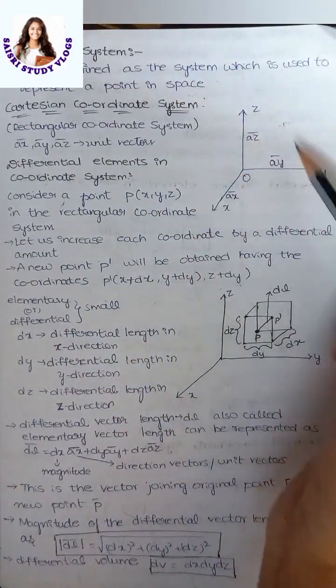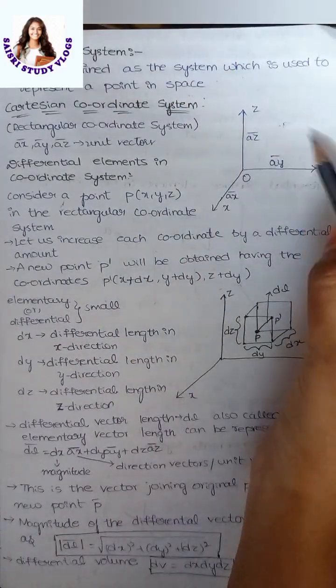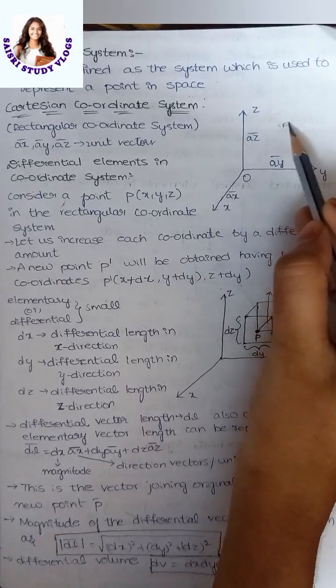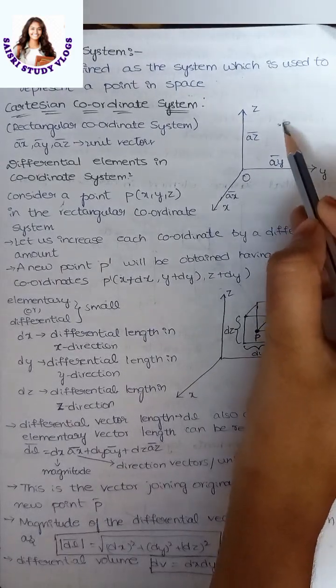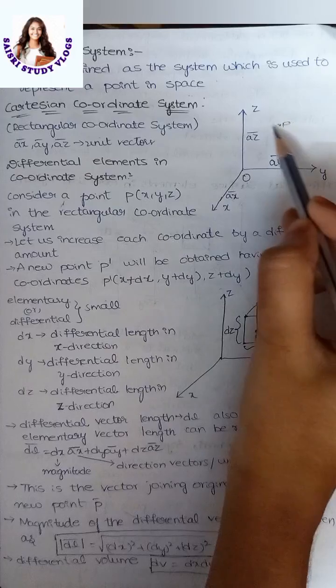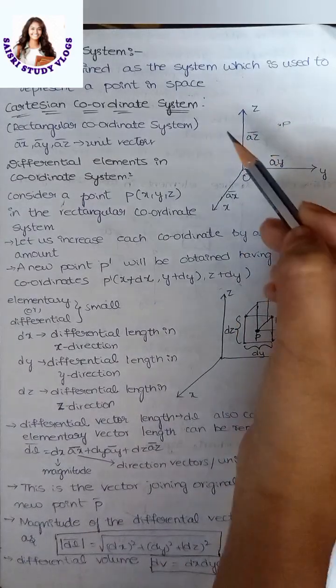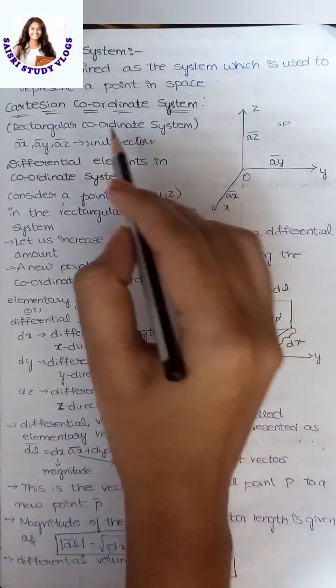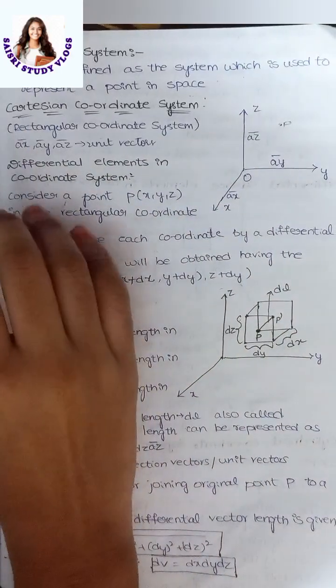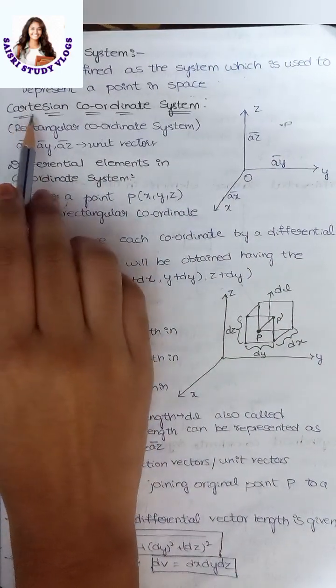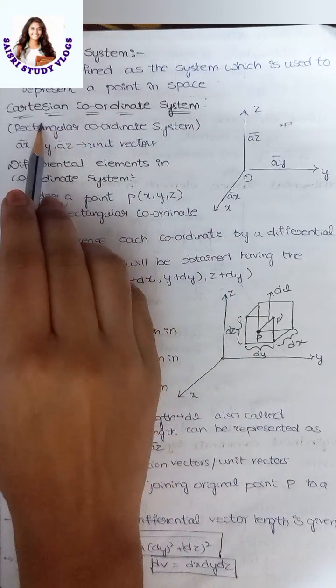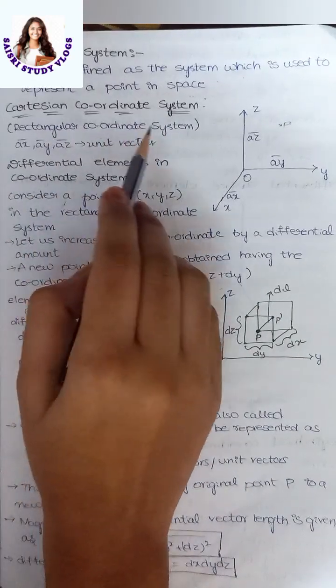For example, this is a plane. There is a point here. In order to know the characteristics or the electric field around this P, we have to do some analysis. So we can do it with the coordinate system. We have many types of coordinate systems. One of them is the Cartesian coordinate system. It is also called the rectangular coordinate system.